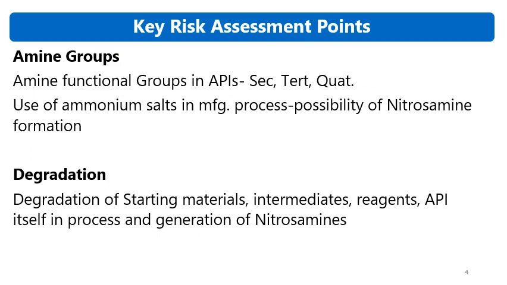Then there is the amine group. If an amine group is a functional group in the APIs, then there are chances of nitrosamine formation. If there is a secondary, tertiary or quaternary amine group, and if ammonium salts are used in the manufacturing process, then there is a possibility of nitrosamine formation. Another most important thing is degradation. If there is any degradation of starting materials, intermediates, reagents, or the drug substance itself, that is the API itself, in the process, and generation of nitrosamines occurs, then there is a high risk for nitrosamine presence.